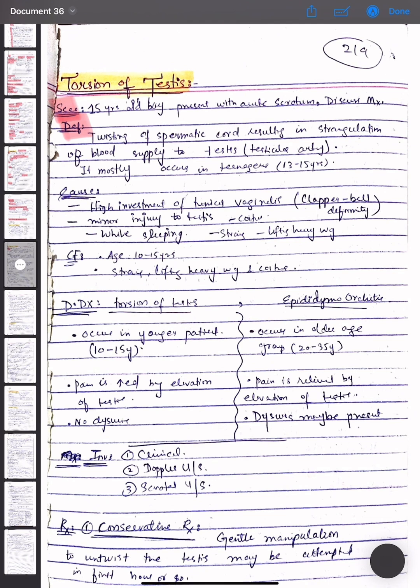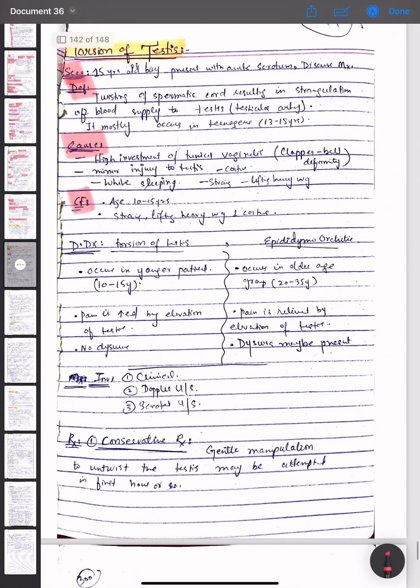The causes are high investment of tunica vaginalis, clapper bell deformity, minor injury to the testes, and coitus while sleeping. The strains and the lifting heavy weights. The clinical features are age 10 to 15 years and the strain, that is lifting heavy weights and coitus. The differential diagnosis are torsion of testes and epididymo-orchitis.